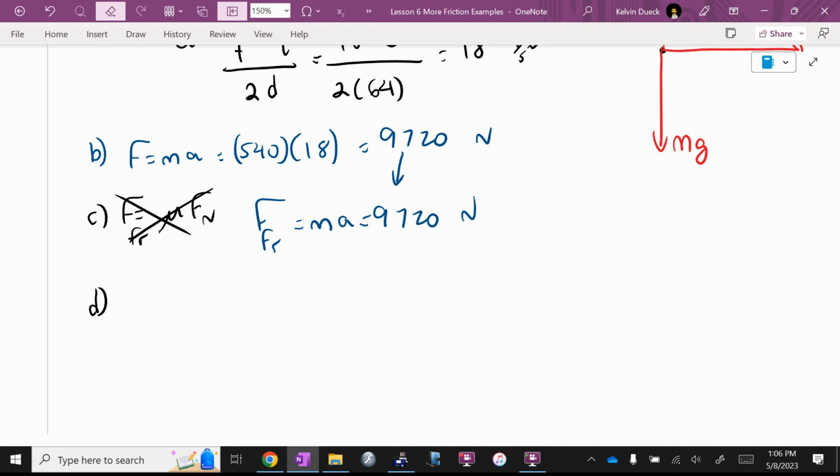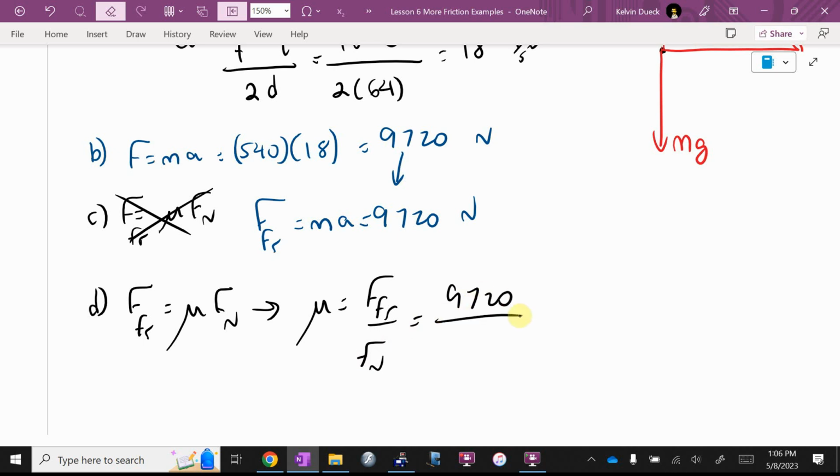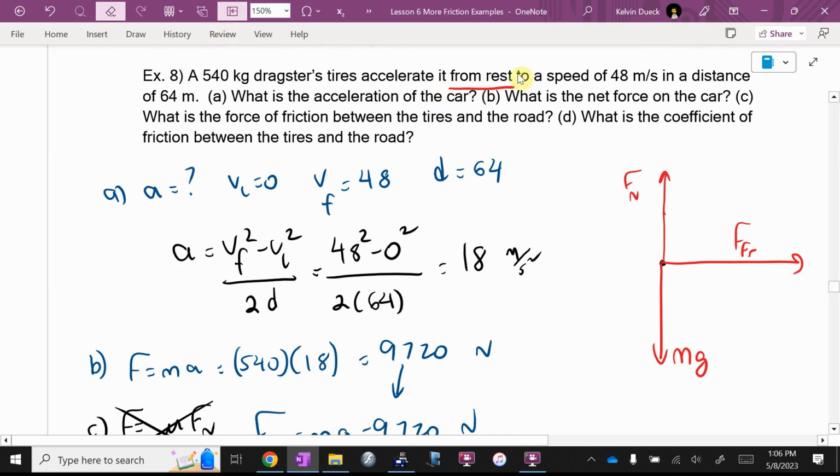Maya, what does D want me to find? What's mu? Oh, I only have one equation with a coefficient of friction in it. It's this one. Get the mu by itself. Friction, 9,720. I don't know the normal force. Oh, but look. I know the force the same size as the normal force from my free body diagram. Which one, Maya?